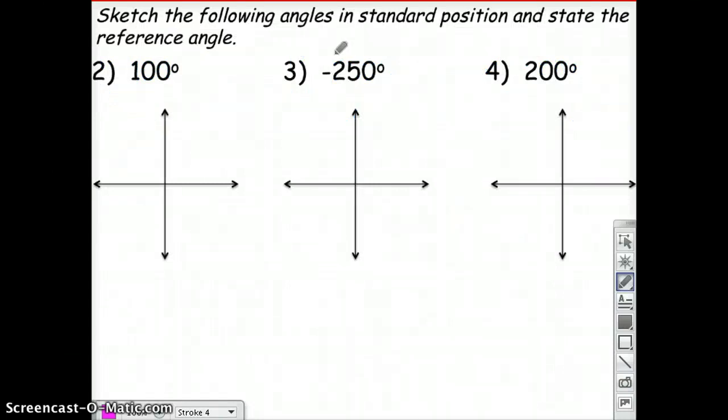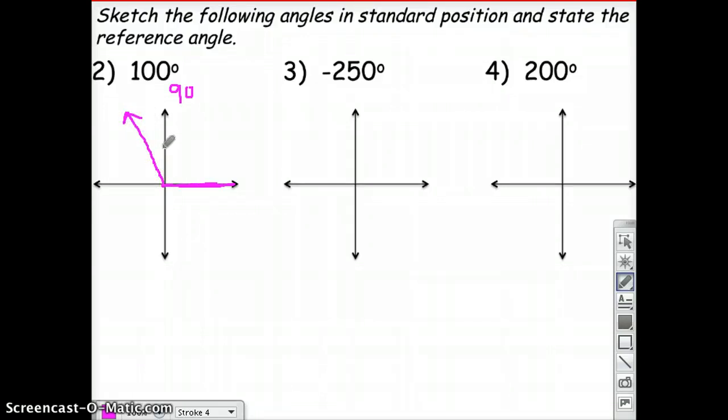You're not going to have problems like this in the homework, but I want to show you how to find the reference angle. You have to know how to do this to solve the problems in the homework. If you have a 100-degree angle, the first thing you would do is sketch it in standard position. So you'd put the first side here, and then this is 90 degrees, so 100 is going to be just slightly past 90. Okay, so that's what a 100-degree angle looks like.